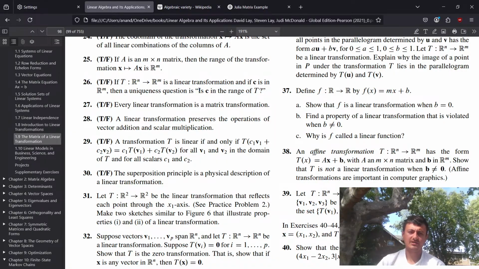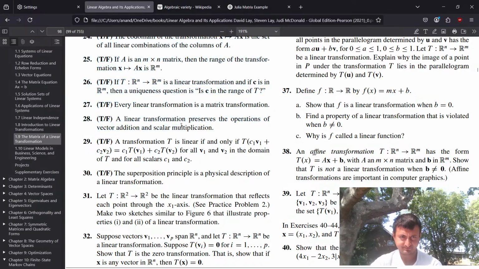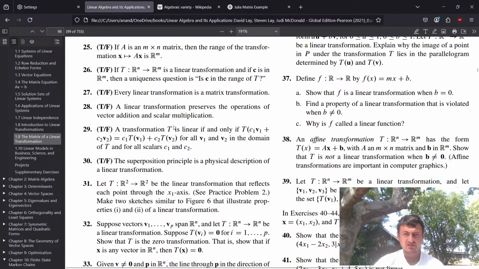Every linear transformation is a matrix transformation. That's false. I don't know what else there is, honestly, but a linear transformation preserves the operations of addition and scalar multiplication. Yeah, that's true. A transformation is linear if and only if. Yes, that is true. That's just the definition.